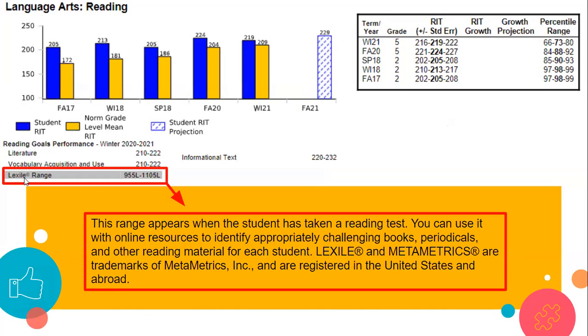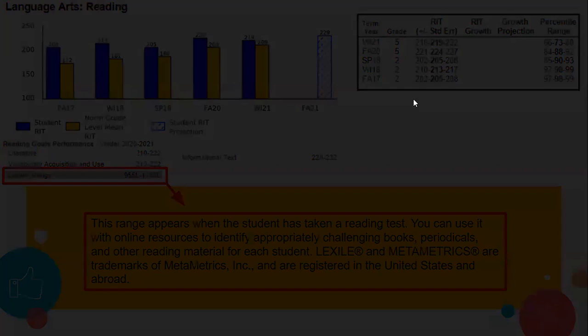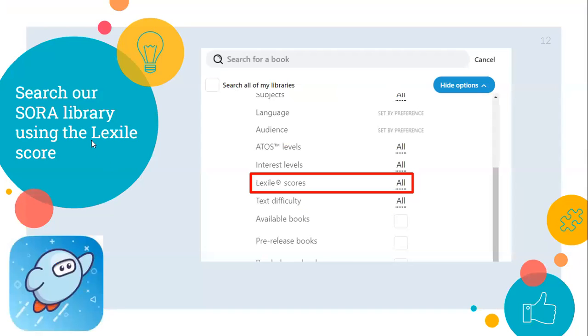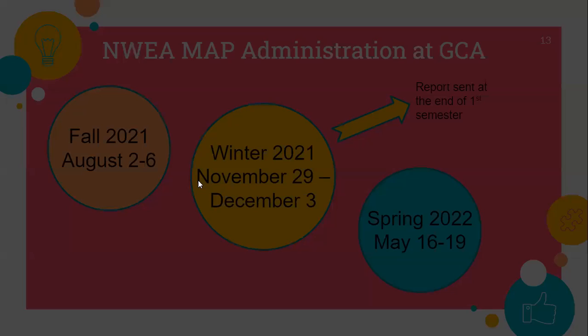And then here's the Lexile range. And this is telling you basically the reading level of your student. So when you're looking at books and looking in different areas, you'll be able to look at this reading level and know what kind of books and materials your student needs to be picking out. And if you go into Sora and look at the library, you can actually sort by the Lexile scores. And so you can find books that are actually aligned to your students' growth and abilities at the time.